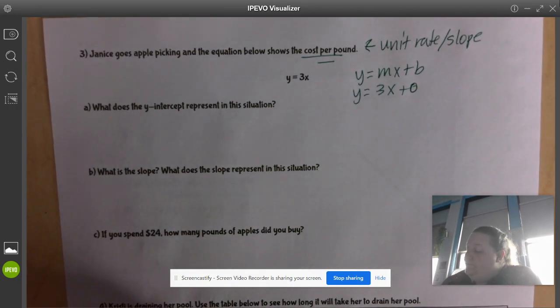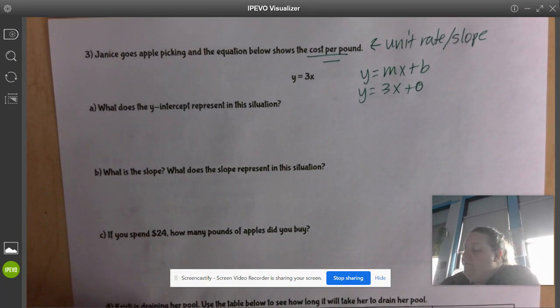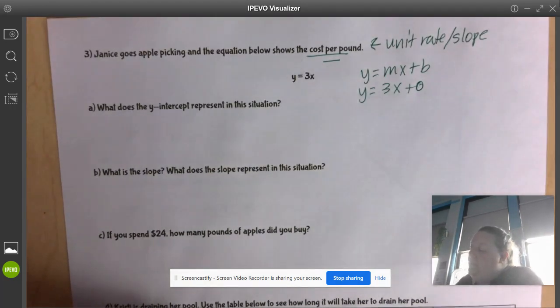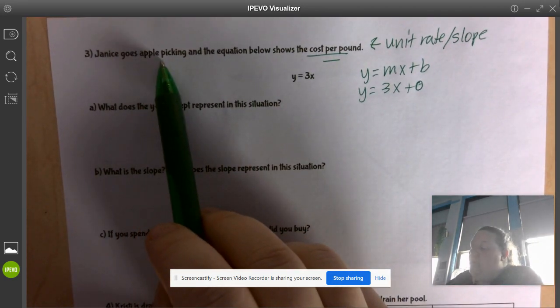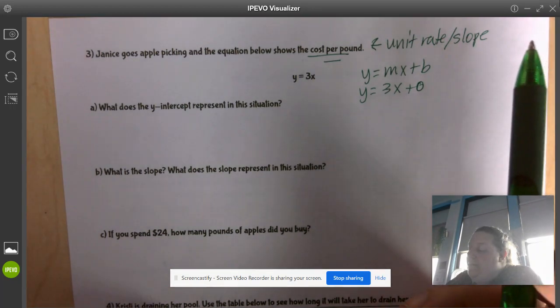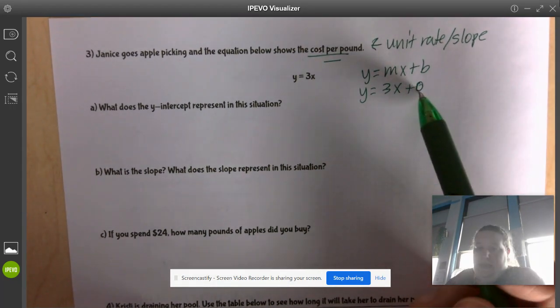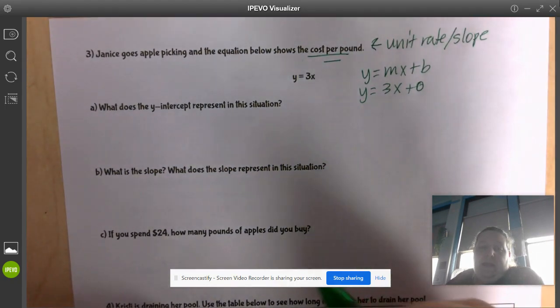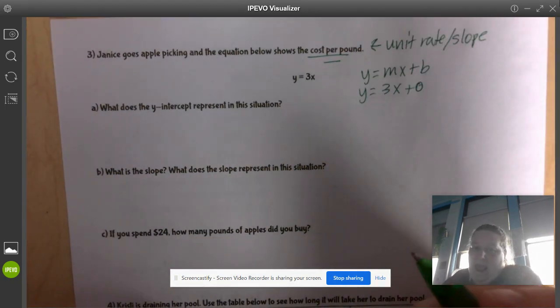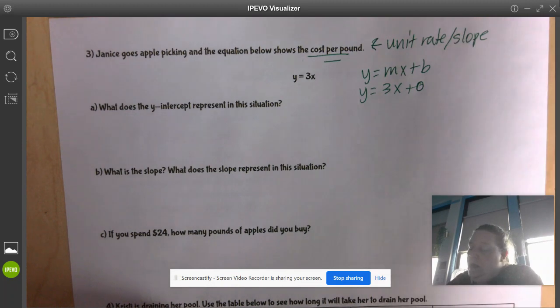All right, so what does the y-intercept represent in this situation? Well, the situation is about Janice going apple picking and how much she's spending per pound. So your y-intercept is where you're starting, which in this case is 0. So basically, if she doesn't pick any apples, she's not going to spend any money.